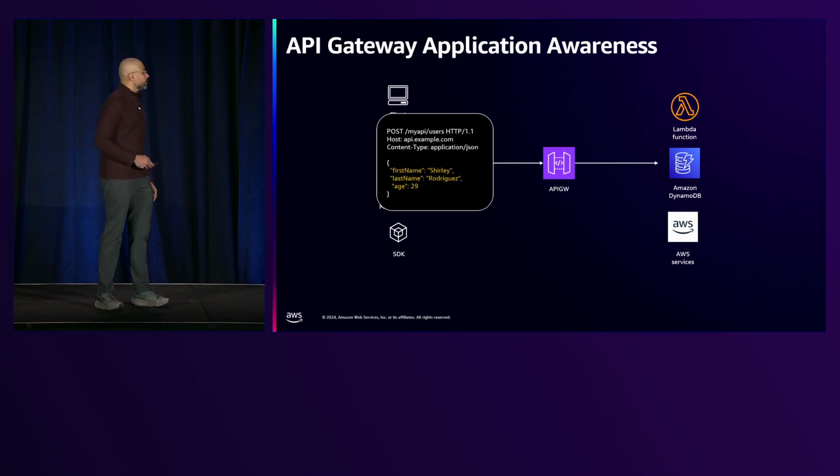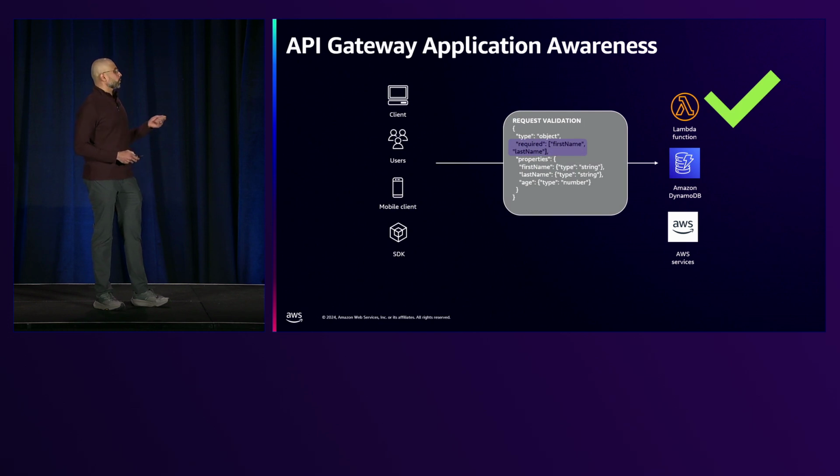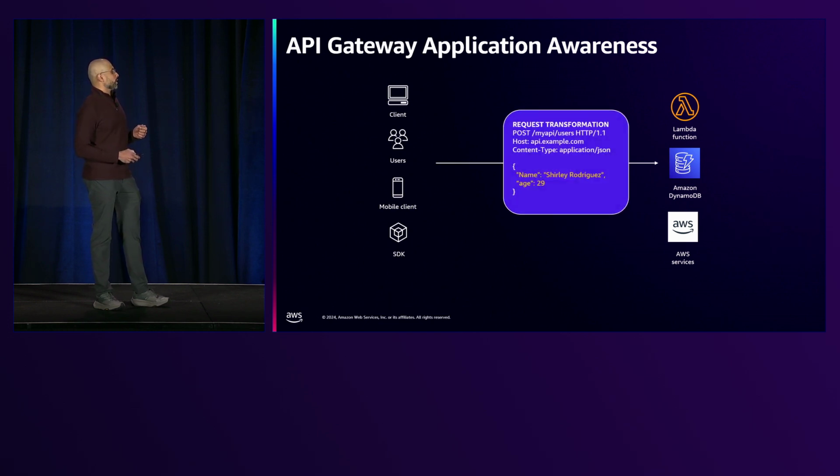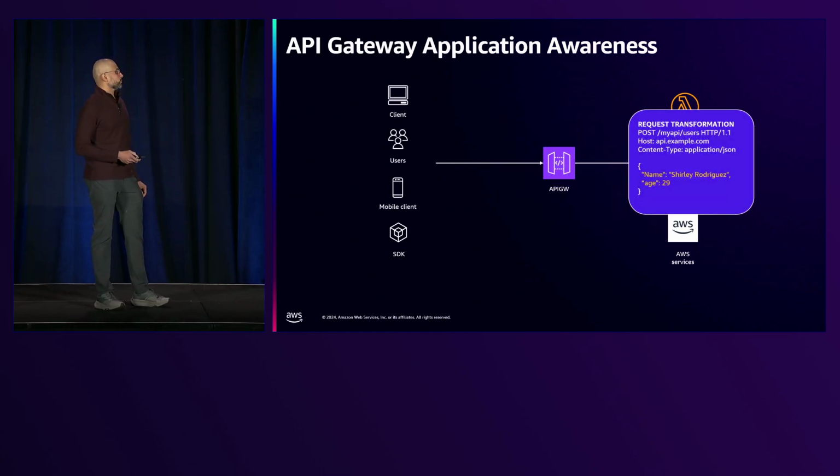Now, in the happy path, in case you do find what you're looking for, you can use API Gateway to transform the request. And in this case, I'm showing an example where first name and last name is concatenated to just name field, and then it's sent to the destination. Similar capabilities are available on the response as well.